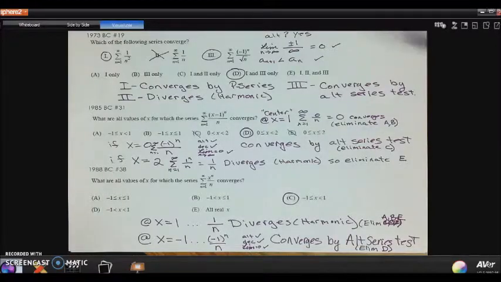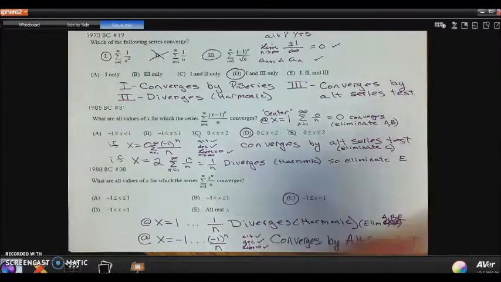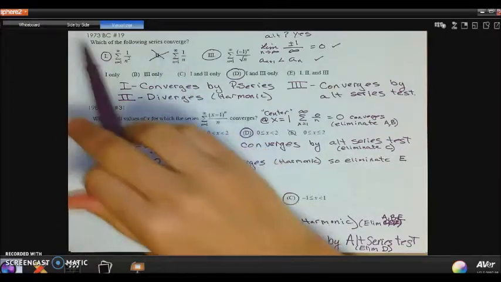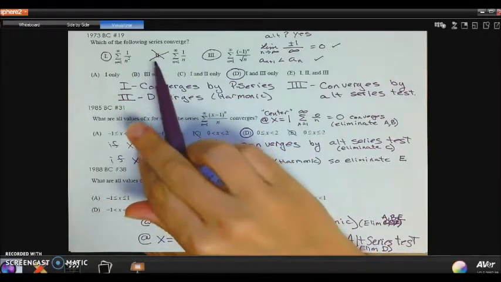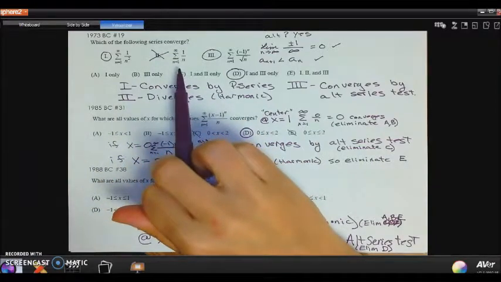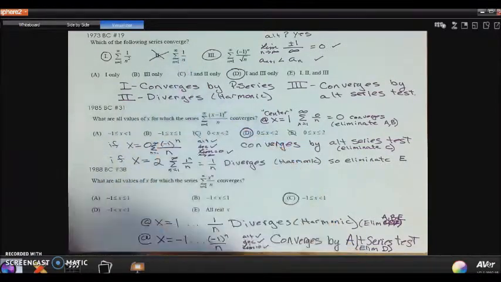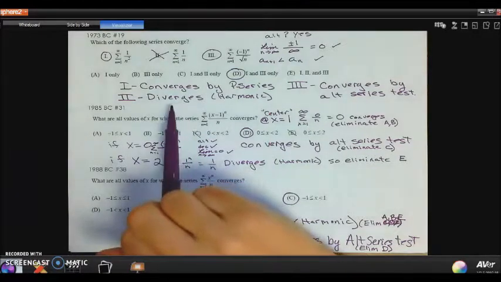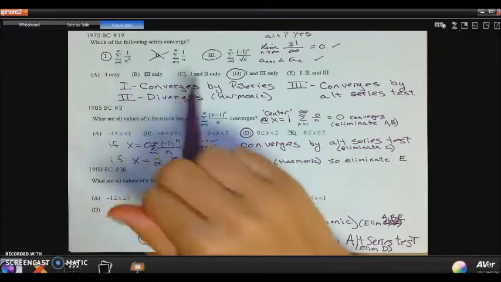Okay, so I'm going to assume you've had a little chance to get there. So which of the following series converge? Oh, from the 70s. All right, so right away when I look at these, the first one I want to get rid of is Roman numeral 2, because I know that is 1 over n. That is the harmonic series, and I know that it diverges. You could also think of it as a p series where p equals 1, so we know that one diverges. So that guy's out.